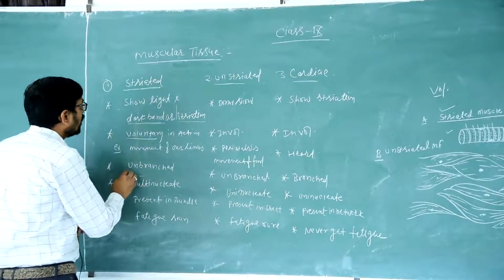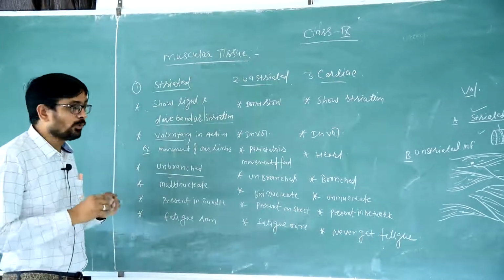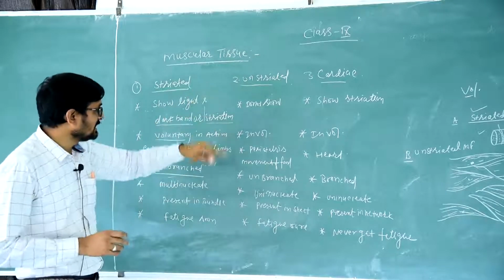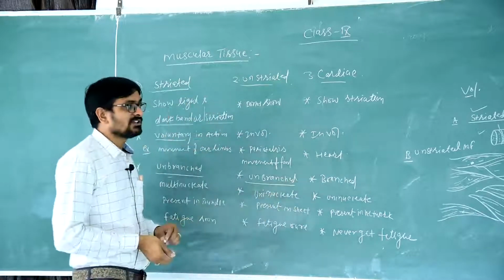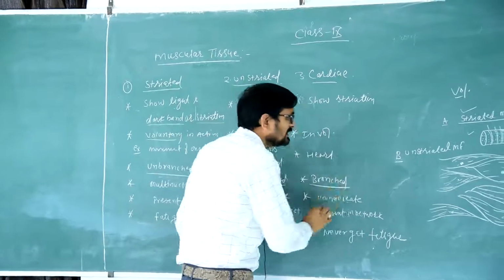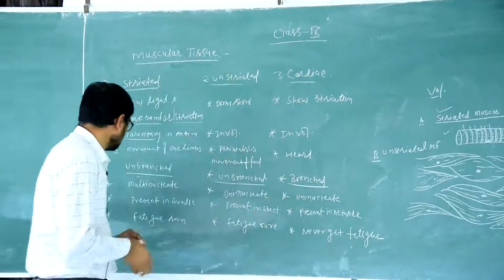The cells of the striated muscles are unbranched. No branching is there in the striated muscle fiber, and in unstriated muscle fiber again there is no branching, but in cardiac muscles branches originate in different ways. So this is the difference.